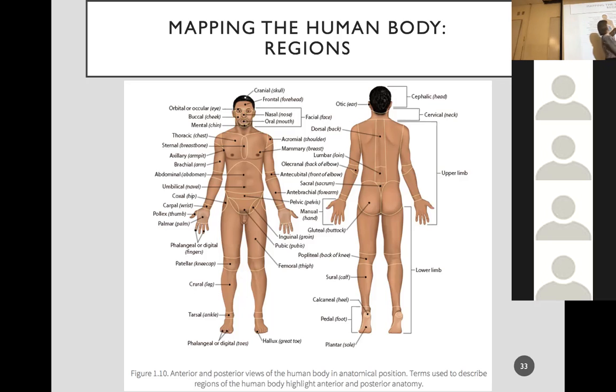Oh, we have up here, the otic is the ear. Sorry, forgot about the ear. Otic region. Cephalic refers to the head overall. And then cervical is the neck. So you'll see cervical a lot. There's cervical nerves, cervical muscles, anything that is dealing with, obviously, head positioning is really important. So we have a specific name for the cervical region.